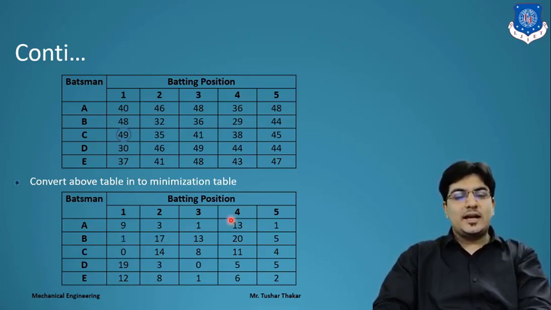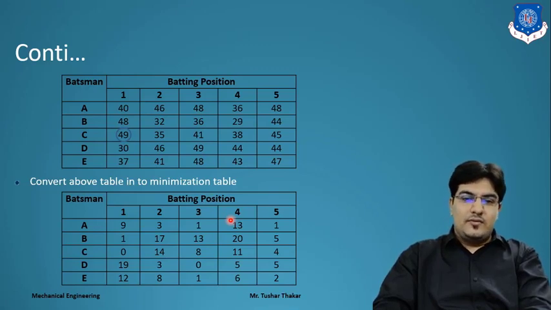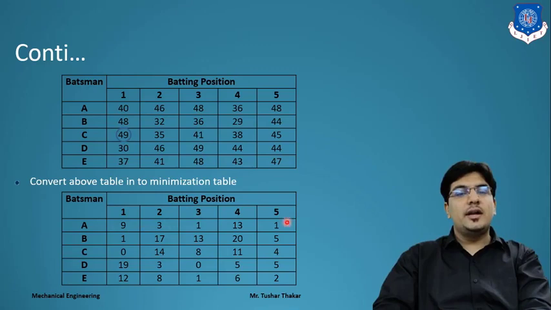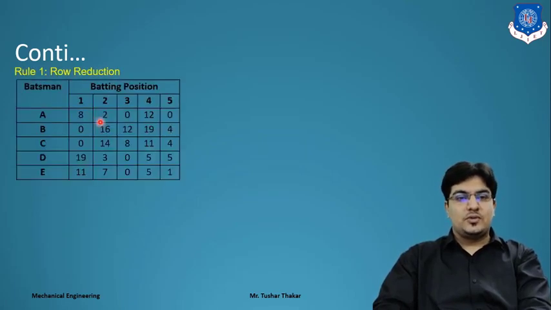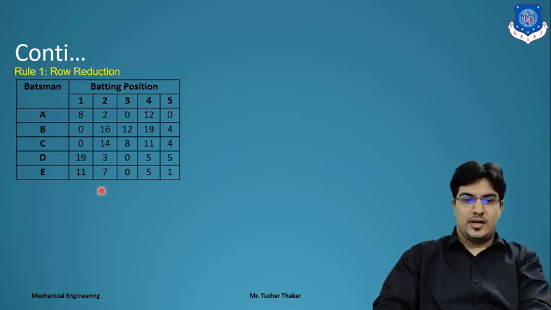So what is the next step? In the assignment problem, we have to take the minimum value of the respective row and subtract that value from the others. So next is rule number 1, row reduction. The minimum value is 1, we have to deduct it from all the values, so we can get this type of table over here.